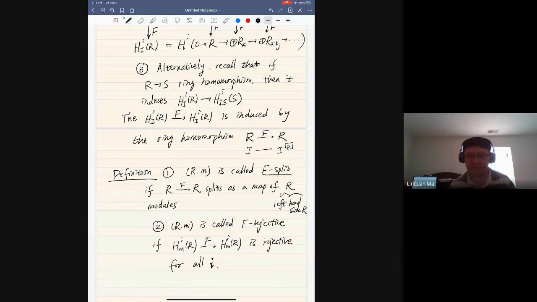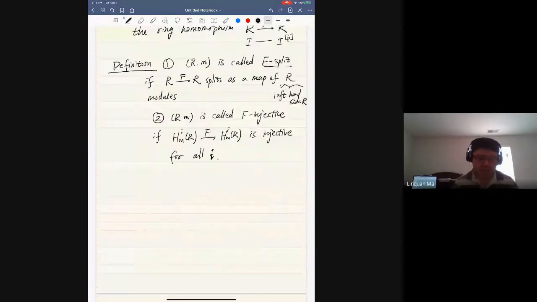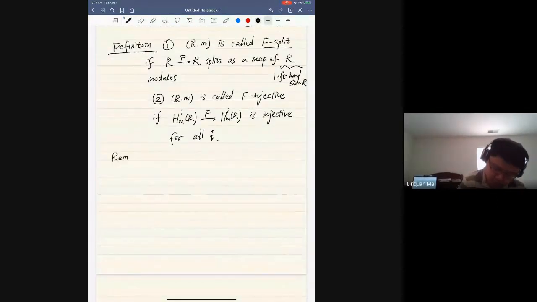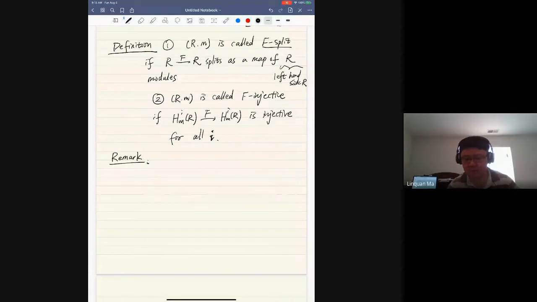I'm sure you have seen this maybe in some other people's talk, but I just want to point it out as a remark. You might have people who more often use the word F-pure. But at least in today's talk, or in most contexts, you don't really have to distinguish F-pure and F-split.